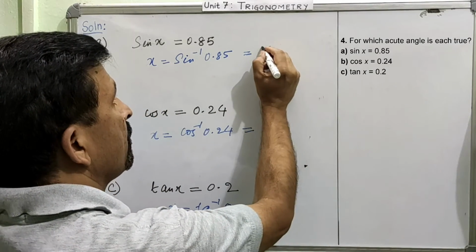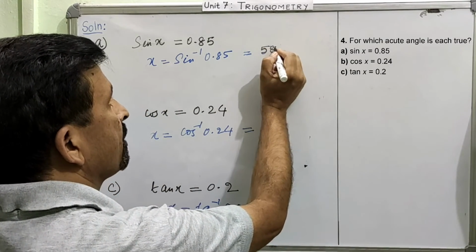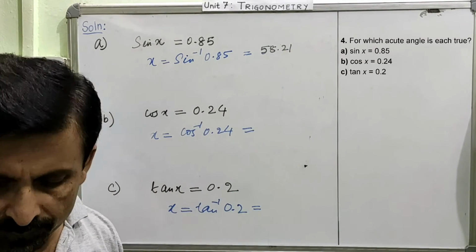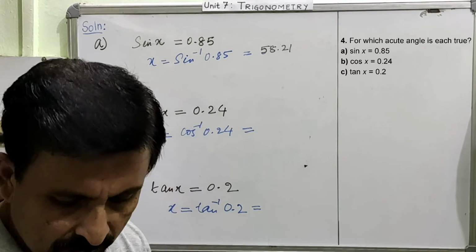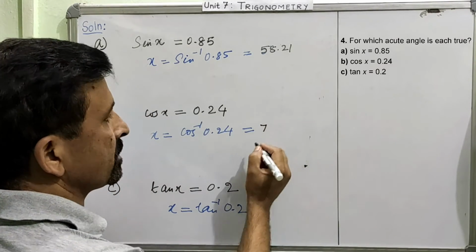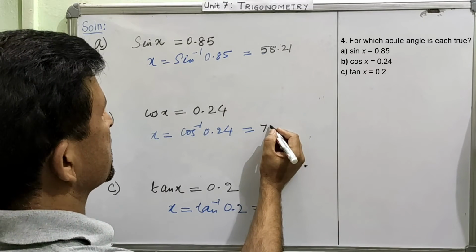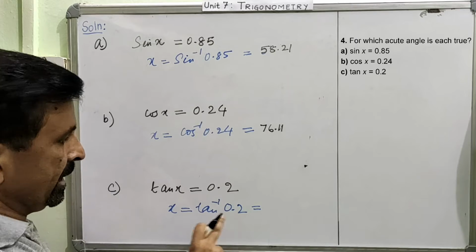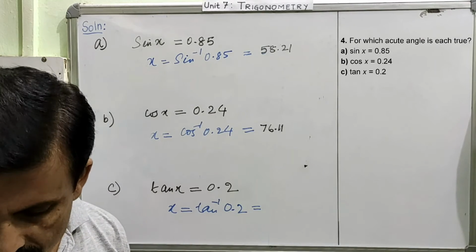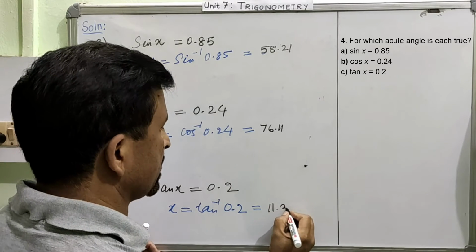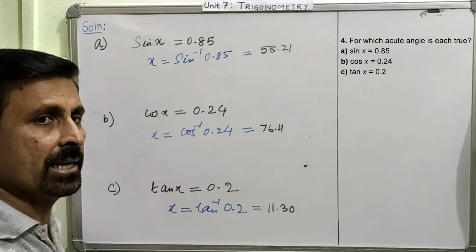It is 58.21. This is the value. And similarly, the value of this part is 76.11. This is the angle, right? And then the value of this part is 11.30. So how interesting and how easy it is, no?